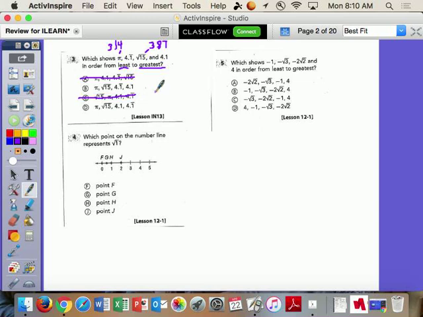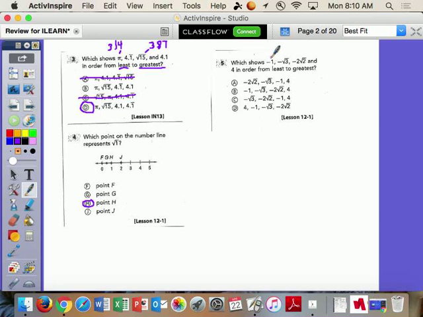So then it says 4.1 or 4.1 with the line over. What does that line mean? That it's repeating. So it's 4.1111111 and so on. This is 4.1. So 4.1 is smaller than 4.1 repeating. There you go. What is the square root of 1? 1. So you should have H.